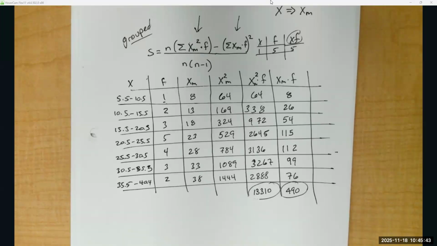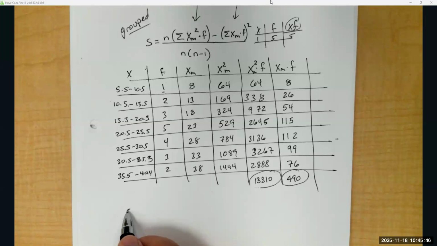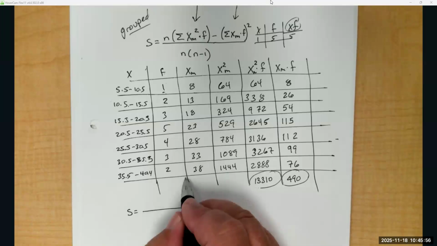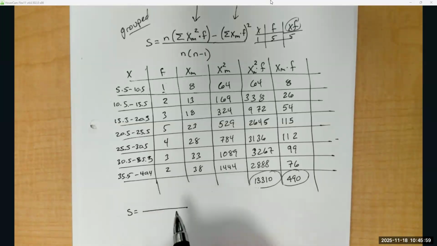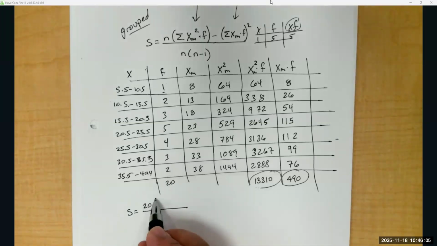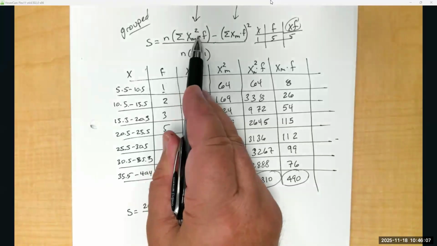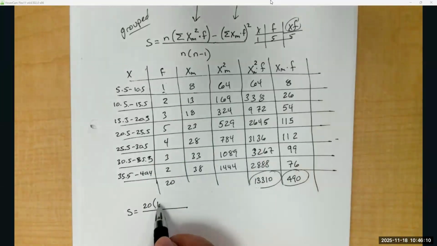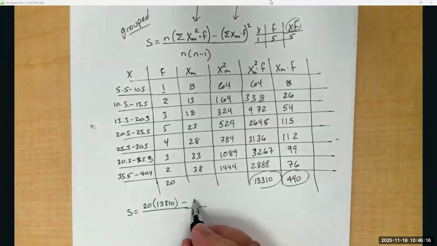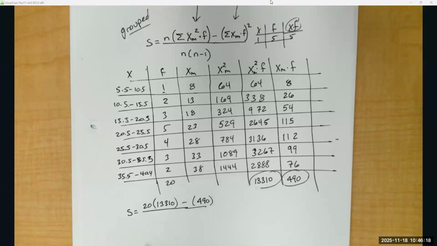Now you have everything you need just to plug and play. So N was what? N is the summation of all your frequencies. There's 20. So it's 20 times x squared times f, which is this one, which is 13,310 minus 490, 20 times 19.